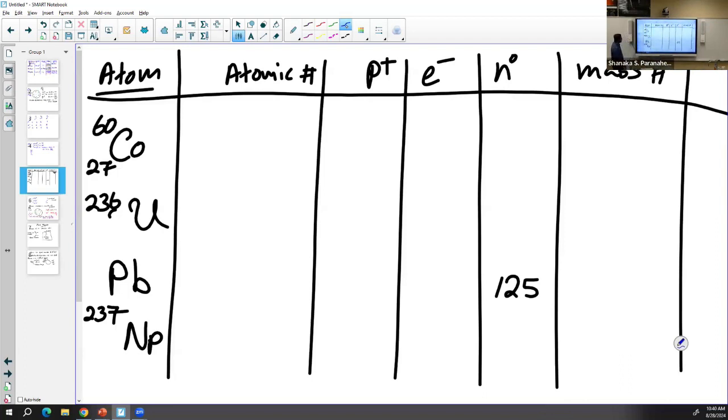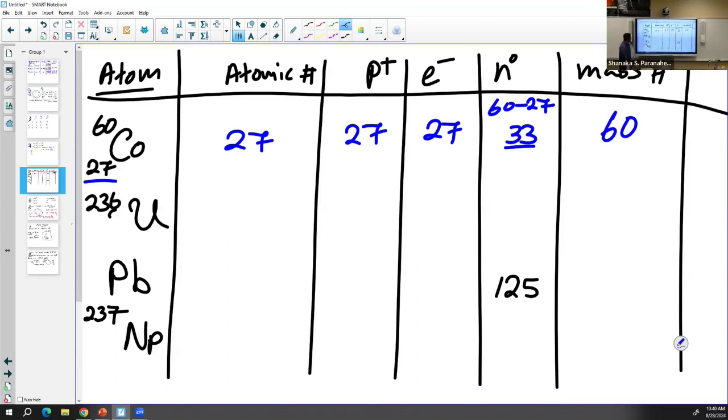The first one is cobalt-60. What is the atomic number? This is the atomic number 27. So how many protons in cobalt-60? 27. How many electrons? 27. How many neutrons? It should be 60 minus 27, which is 33. And what is the mass number?